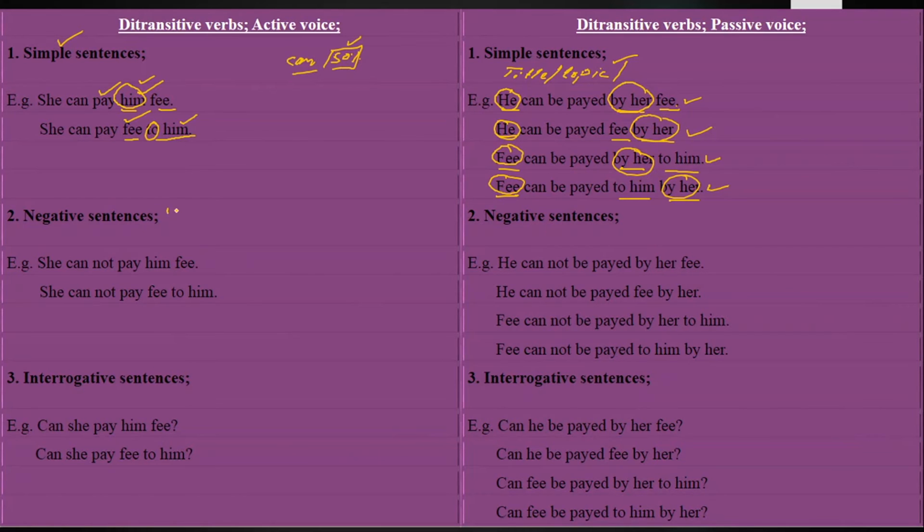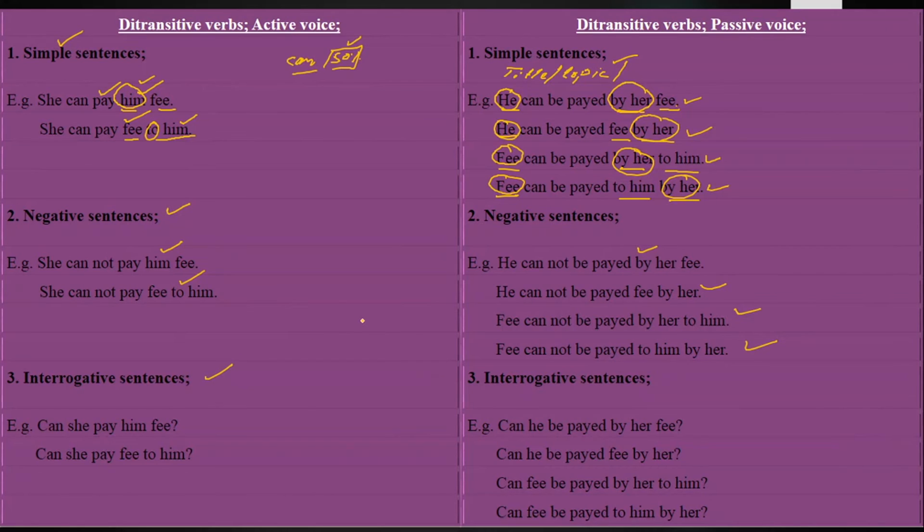Next we have got the negative sentences. Those sentences in which we deny the statement, reject the statement and refuse the statement are called negative sentences. She cannot pay him fee, she cannot pay fee to him. He cannot be paid fee by her, he cannot be paid by her fee, fee cannot be paid by her to him, fee cannot be paid to him by her.